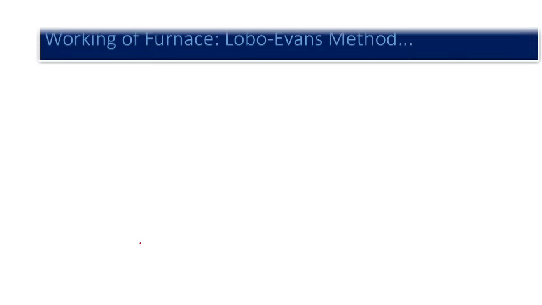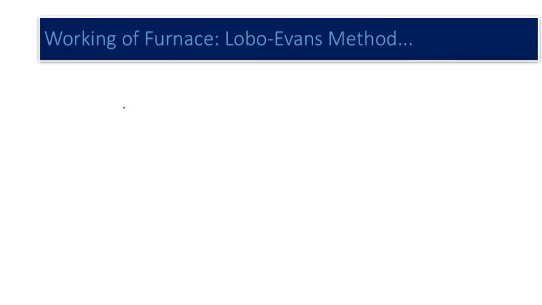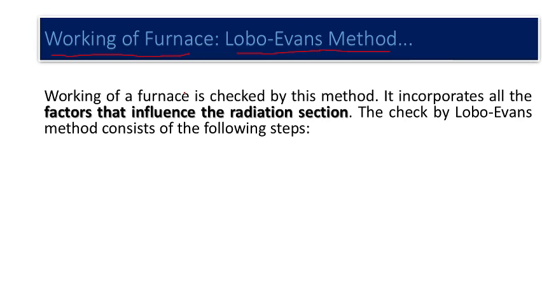Now come to the second method for the radiant section, how to find out the working of the furnace, and that can be done by the Lobo-Evans method. In the Lobo-Evans method, there are certain checklists to find out whether the furnace is working in good condition or not. So we are just going to check these lists basically. So the working of the furnace is checked by this method. It incorporates all the factors that influence the radiation section.